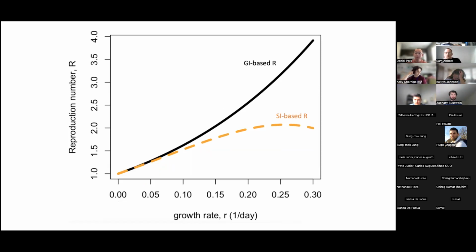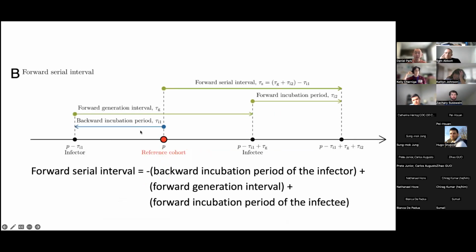And implicitly, you're grouping people based on infection time. Instead, if you start from a reference cohort, because serial interval is symptom to symptom, we should be looking at people who develop symptoms at the same time. And then if we start from people who develop symptoms at the same time, we go backward in time. We would subtract the backward incubation period, and then add a forward incubation period, then the forward generation interval, and then add the forward incubation period.